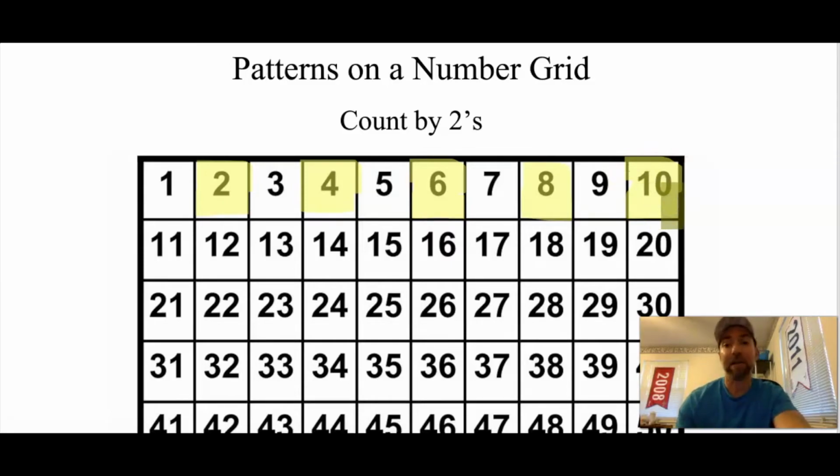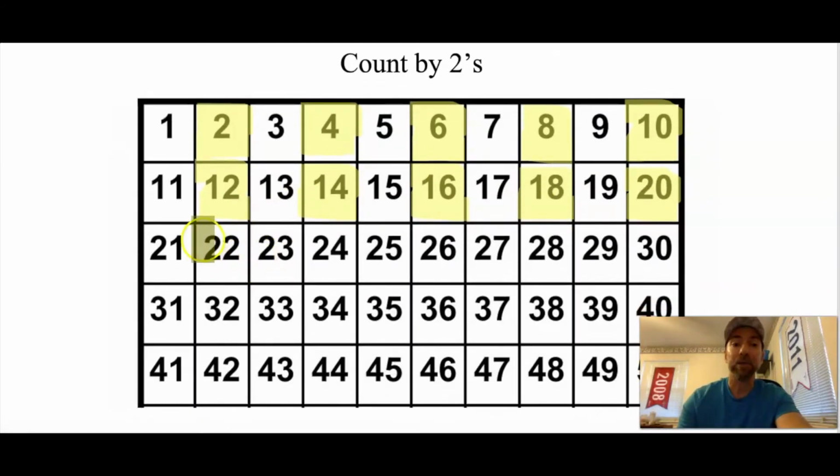If I keep counting by 2s, 12, 14, 16, 18, 20. I'm always skipping a number. Skip, say it. Skip, say it. Skip, say it. If I kept going, 22, 24. You should start to see a pattern. Go ahead and finish counting by 2s.